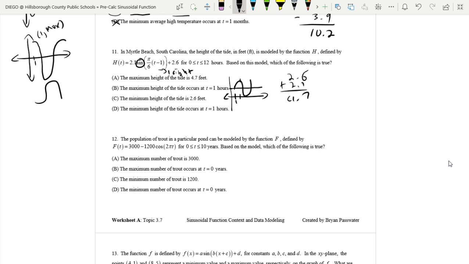So this is wrong. Another option says that the minimum height of the tide is 2.6 feet, and that's wrong because that's our midline. And the minimum height of the tide occurs at t equals 1 hour. We already understand that neither the minimum nor the maximum can occur at t equals 1. The midline occurs at t equals 1 because it's a sine function, starting from the midline. So this is also wrong, and the only answer that leaves us is A.